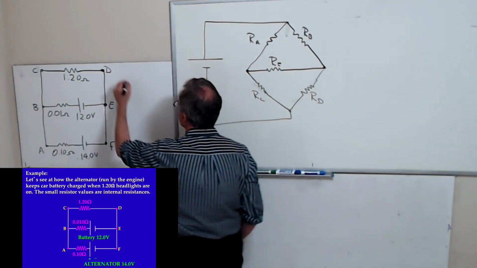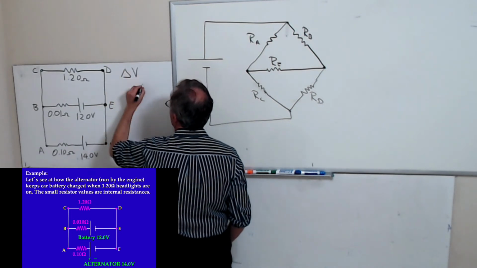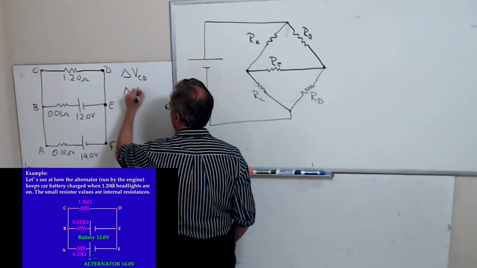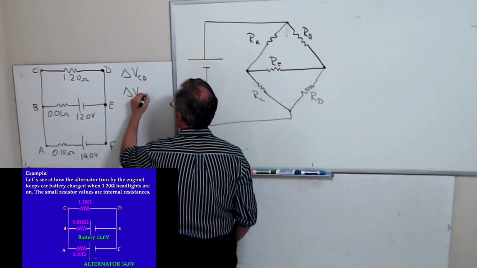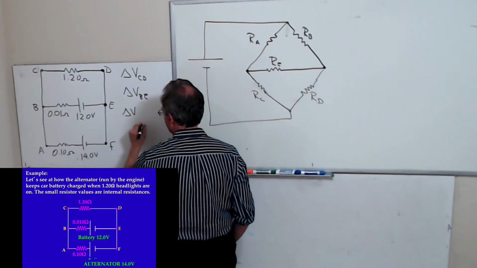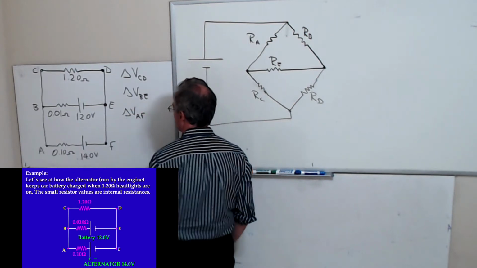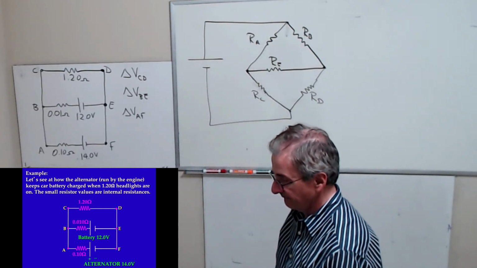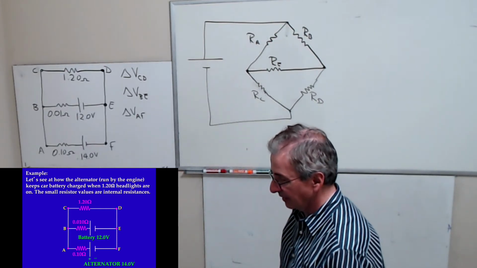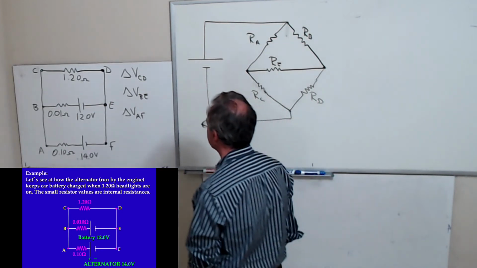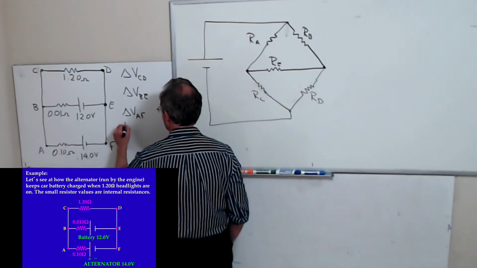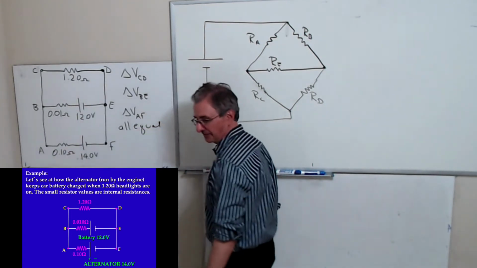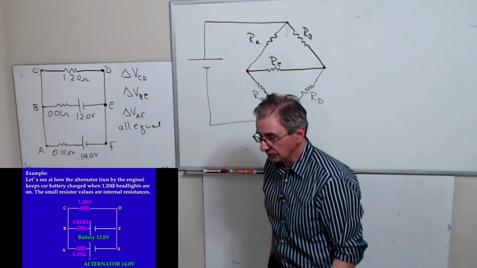So what do you notice? What can you say about those values? All are equal. Yeah, they're all equal to each other. Right, they're in parallel to each other, right? Mm-hmm.